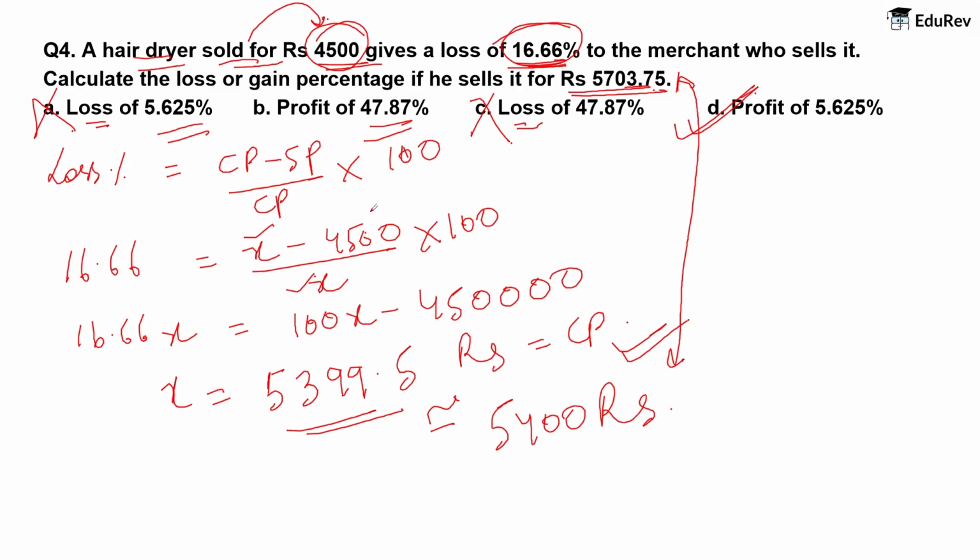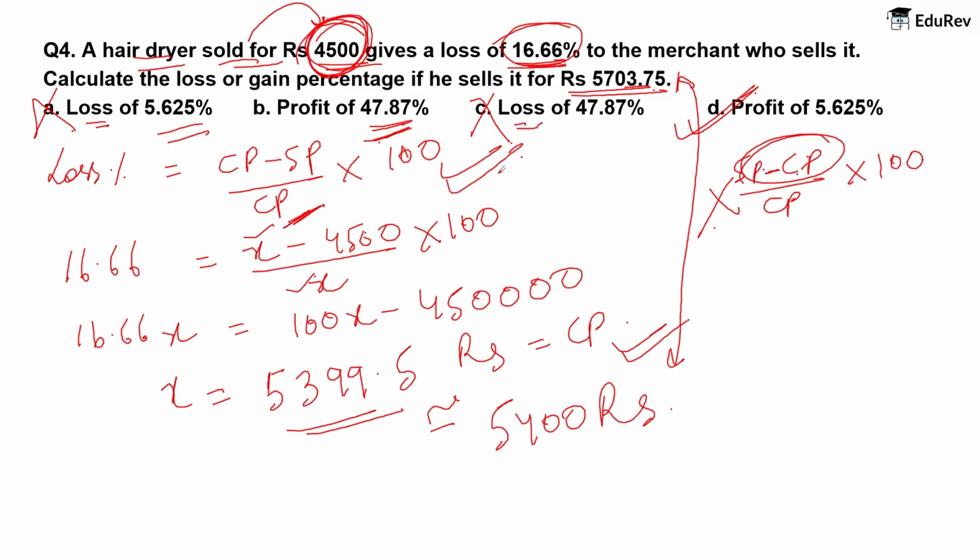So please be very careful while taking the CP and SP, and while taking the denominator especially. In this question, this is the SP, not the CP. And another common source of error people will make over here is that in the formula of loss percentage, they will do SP minus CP upon CP into 100. Let me tell you, this will give you the answer profit of 47.87%. That is wrong. Please be very careful because it is loss. It will not be SP minus CP. Rather, it will be CP minus SP.